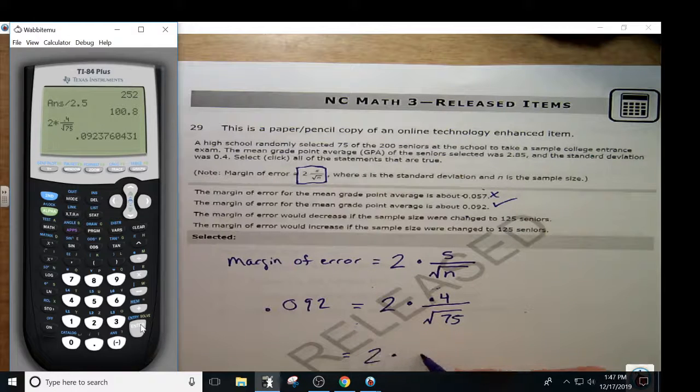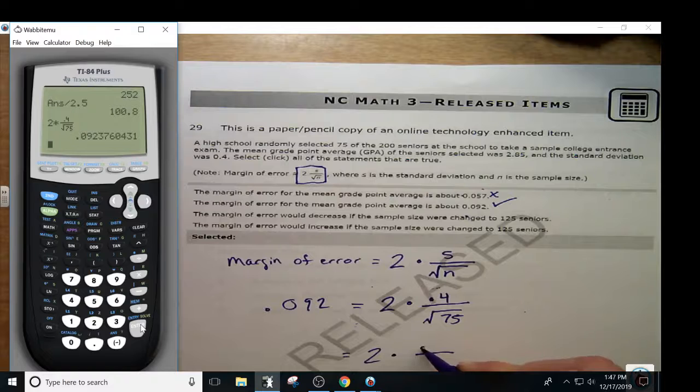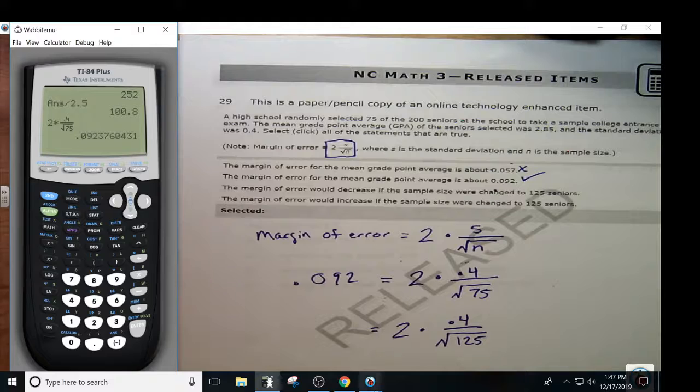2 times the standard deviation, which is the same, 0.4, over the square root of 125. Now let's see what happens. Let's clear that. Let's do second enter and just re-enter the bottom. That'd be a lot smarter. 125. Now, it says the margin of error would decrease if the sample size were changed to 125 seniors. Okay, now press enter.